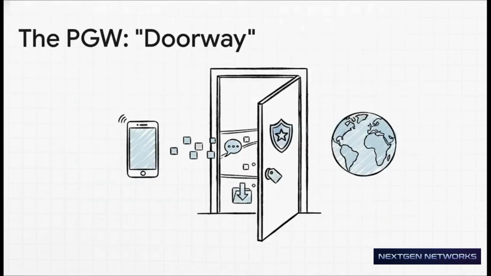The PGW is the ultimate doorway to the internet. It's the bouncer at the club door. It gives your phone its unique IP address, it connects you to the public internet, and it enforces the rules, like making sure your voice call gets priority over some background app update. Every single bit of your data has to go through this gateway to get in or out.